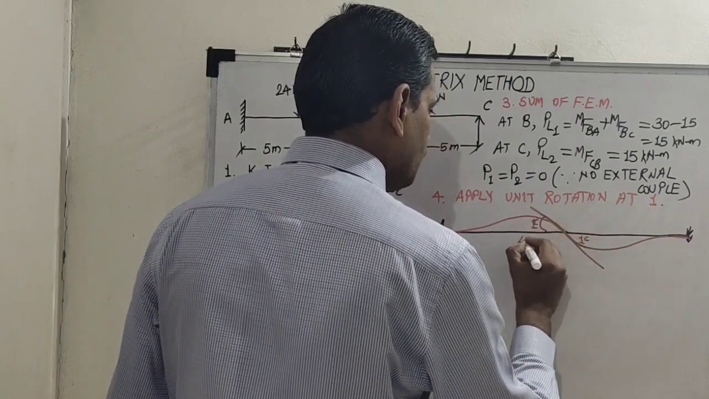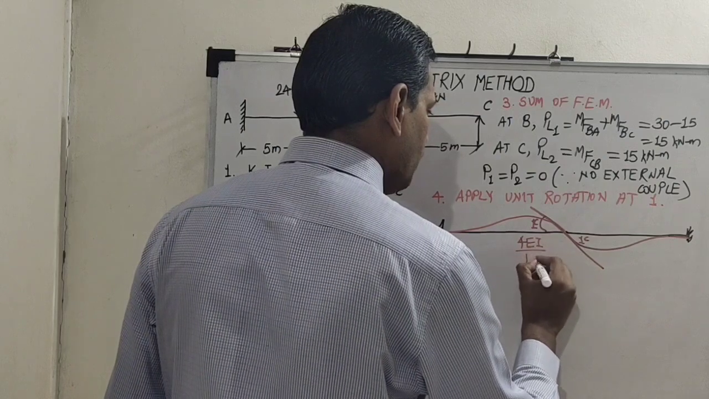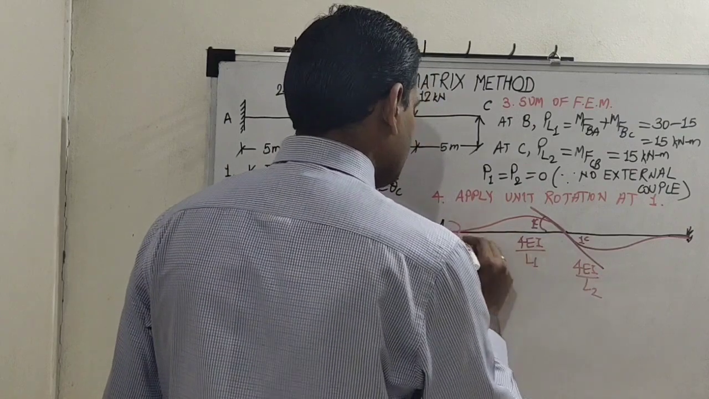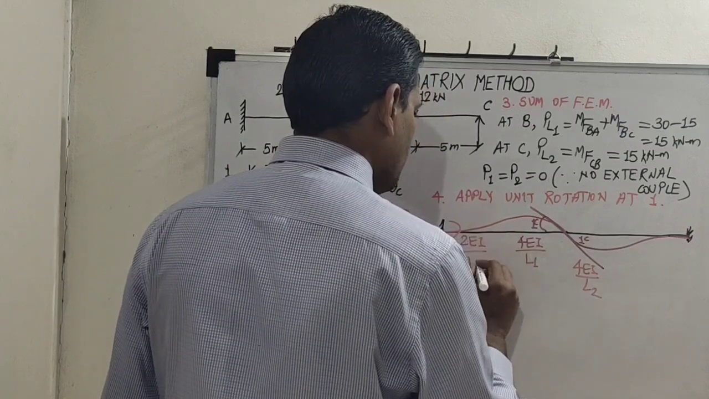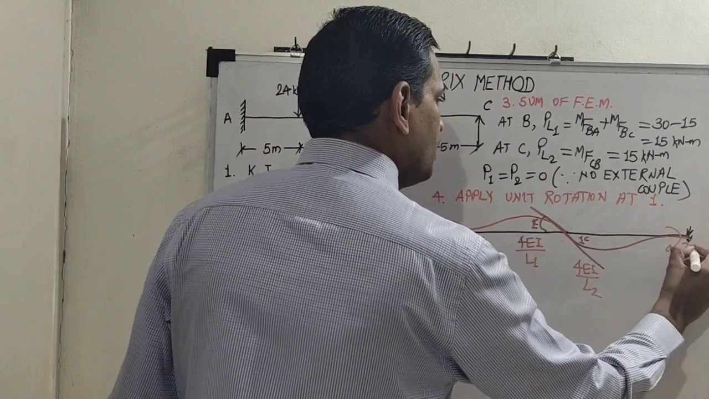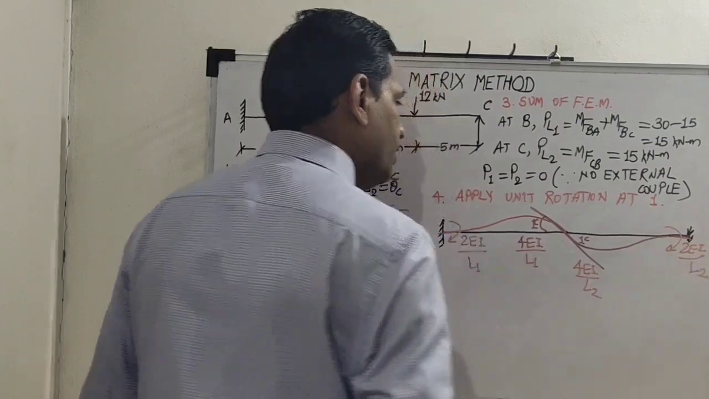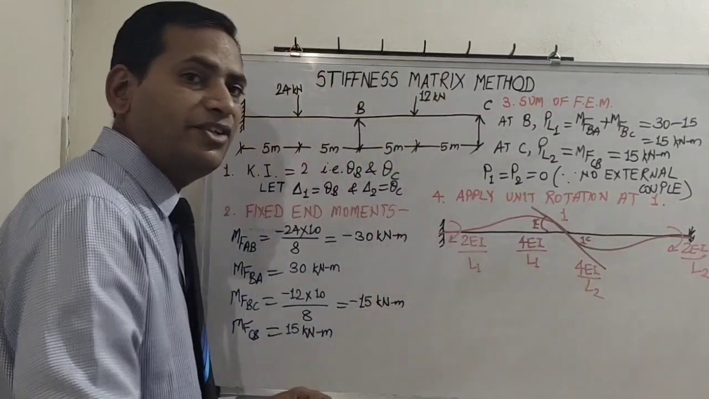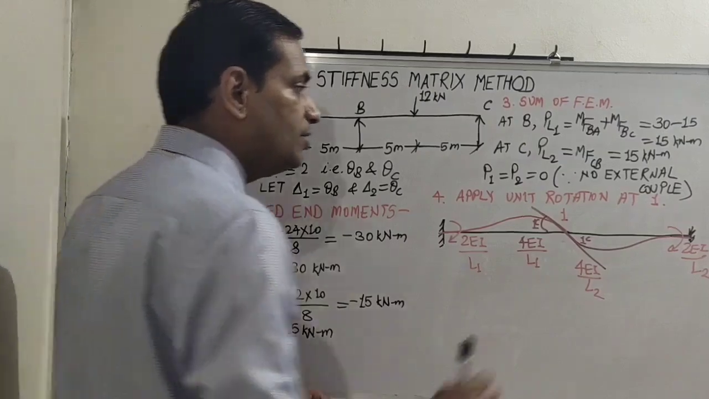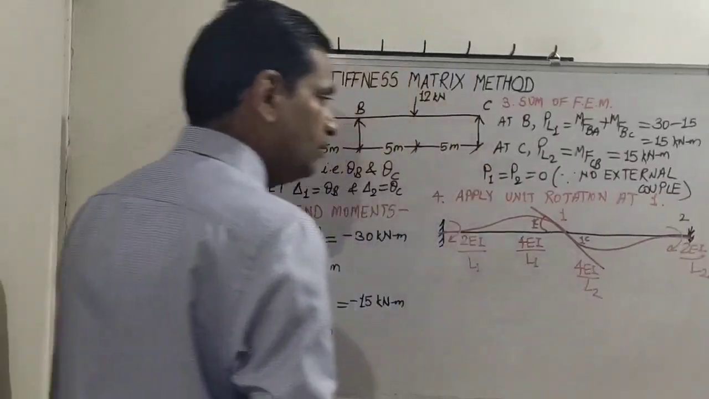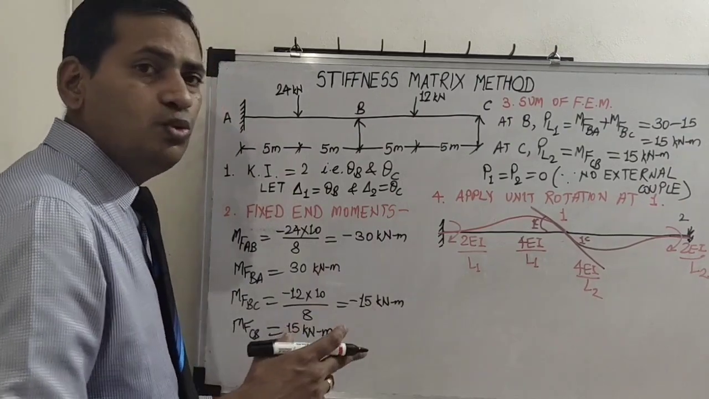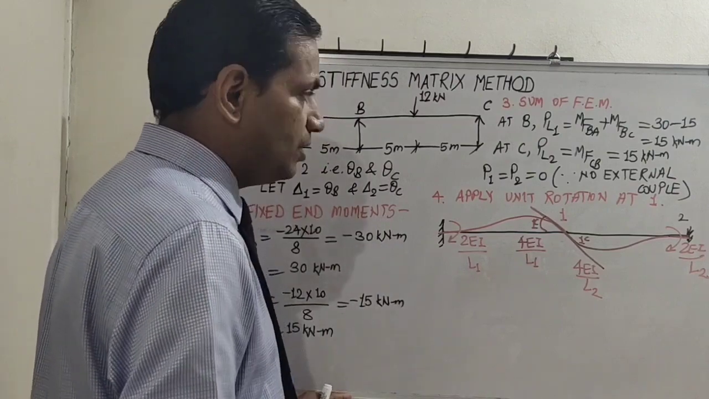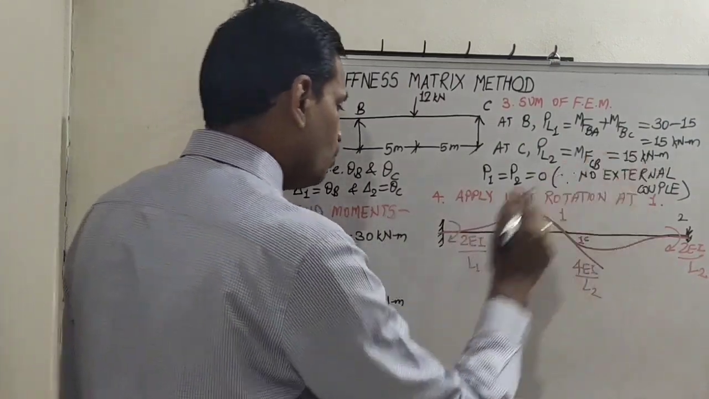So this value is 4EI upon L1. This is 4EI upon L2. This is 2EI upon L1. This is 2EI upon L2. Okay. So this is our location 1 where we have applied some action, and this is 2. So we will get two stiffness values from this. One is on location 1, another is on location 2.